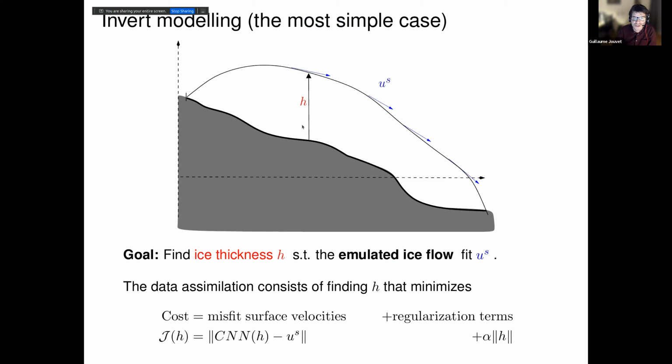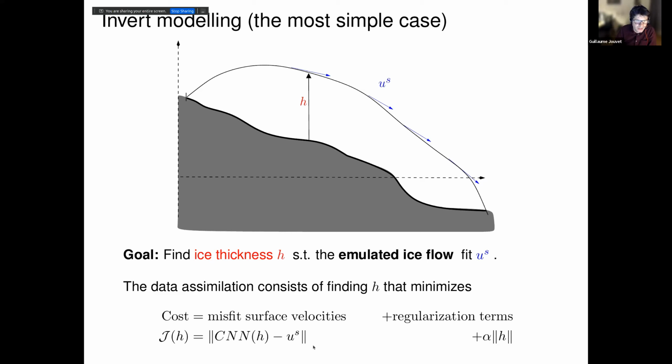If we do this inverse modeling in a very simple setting, assume that we have some surface velocities, and we want to adjust the ice thickness so that our ice flow model fits the surface velocities as well as possible. This would be the simplest case of data assimilation. So what we would end up solving is minimizing this misfit of the surface velocity. This would be the result of the convolutional neural network. We want it to fit the surface velocities, and then we have some regularization term as well, as everyone has to do for obvious reasons.